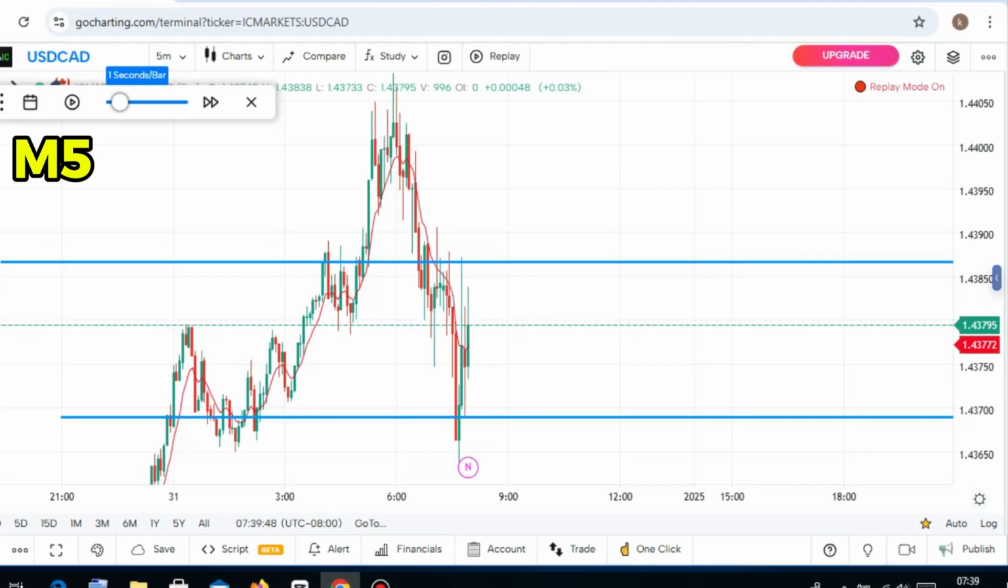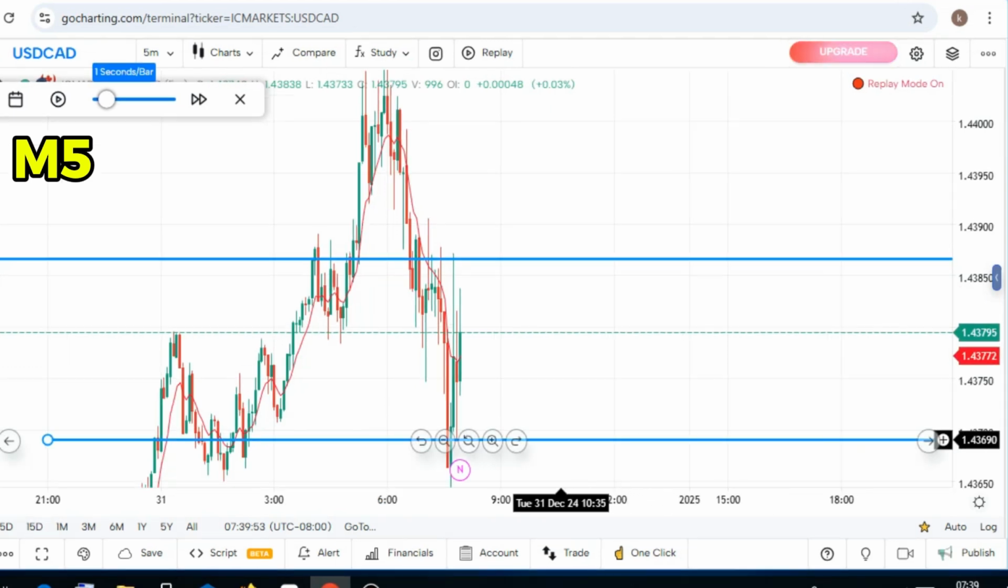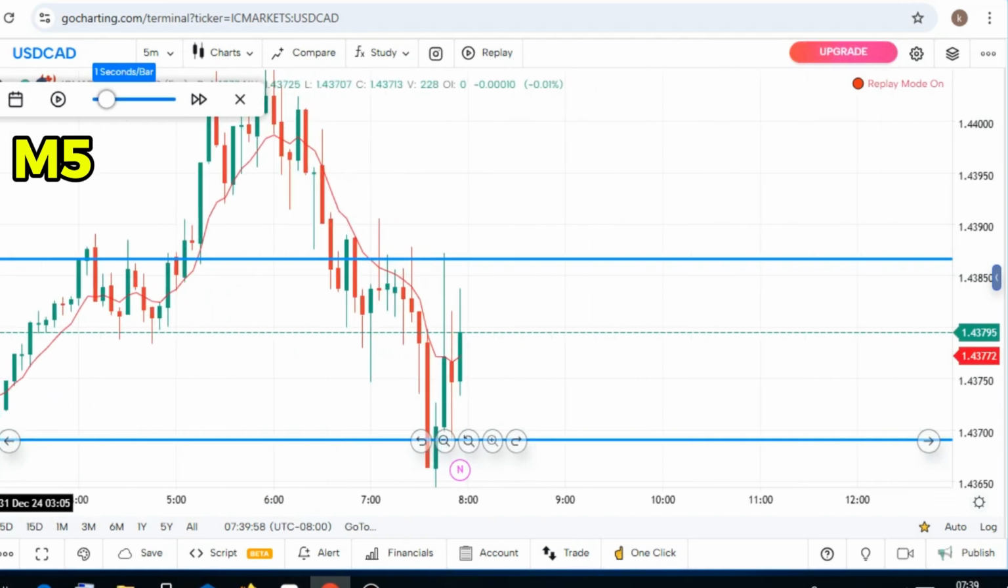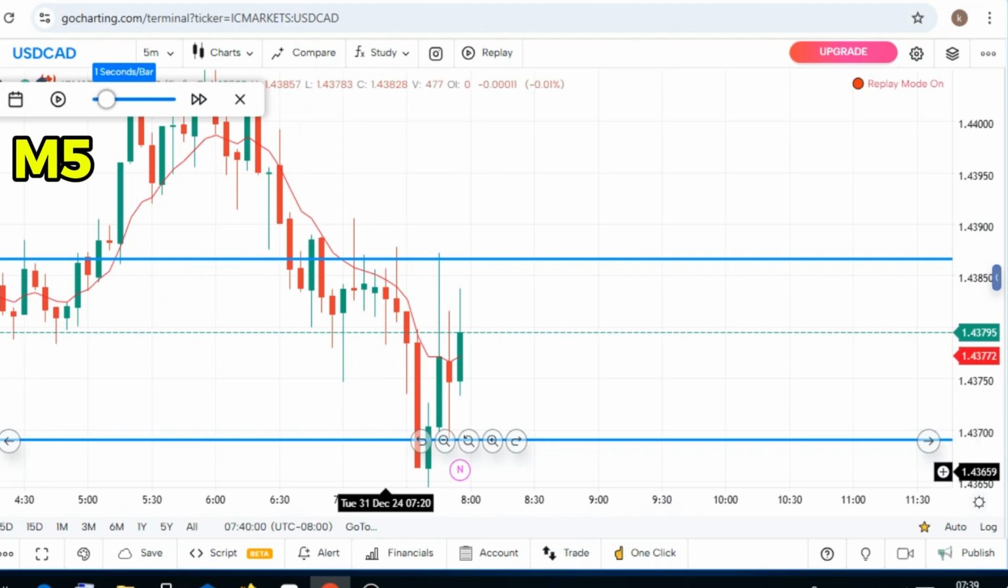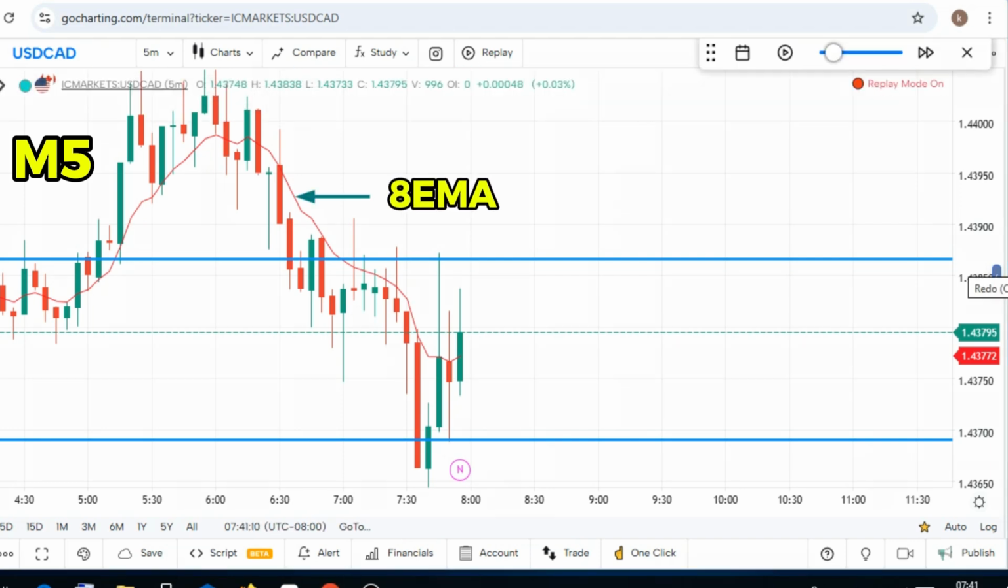Remember, we said for us to take a buy trade, prices must be above the 8 exponential moving average, which is this red line. Guys, now prices are within our tradable zone. Let's zoom in a little bit such that you have a clear picture of the candlesticks. As you can observe, prices have closed above the 8 exponential moving average, which is this red line. This means we are in an uptrend and buyers are eager to push prices even further.